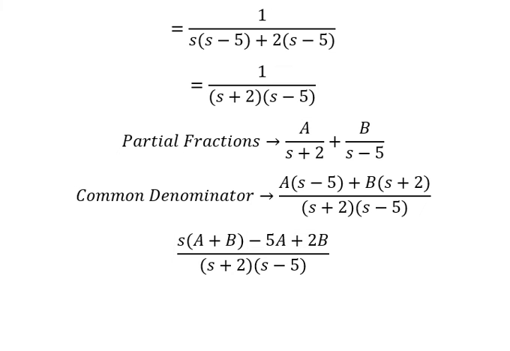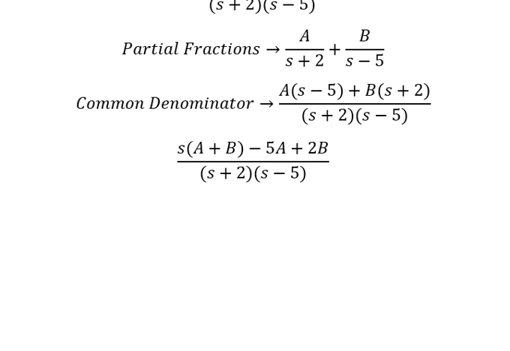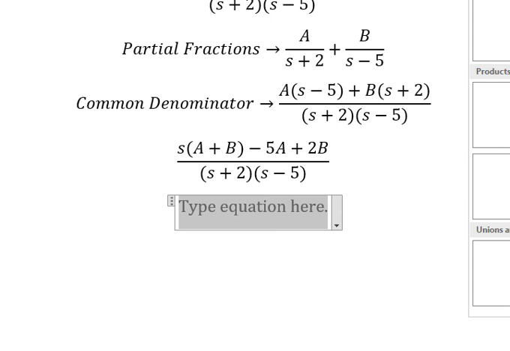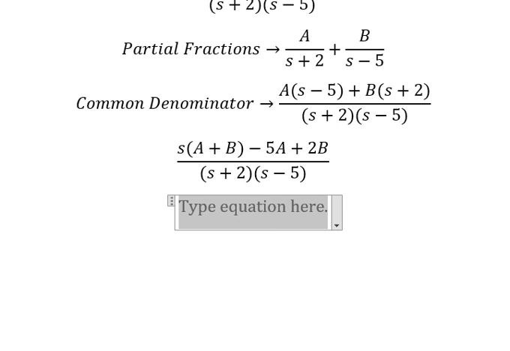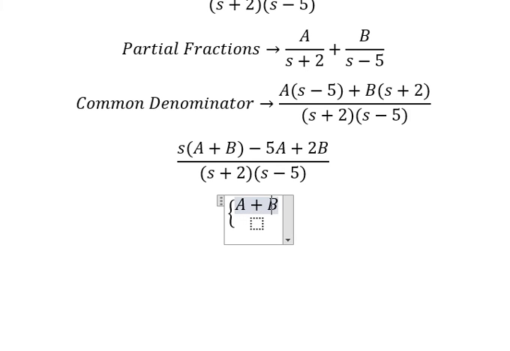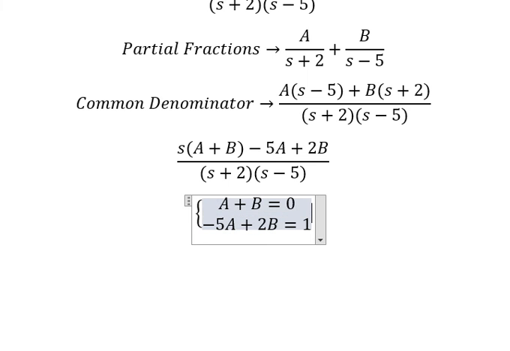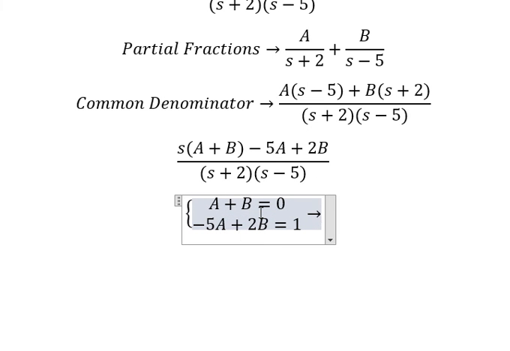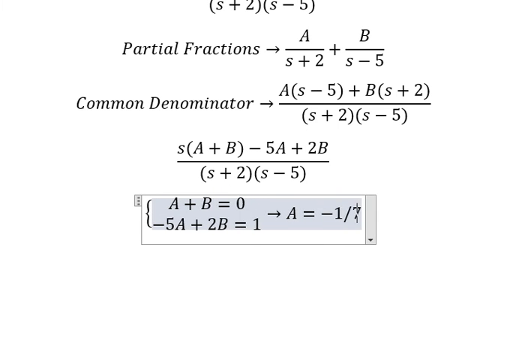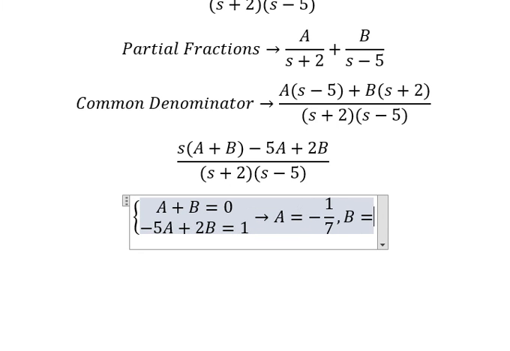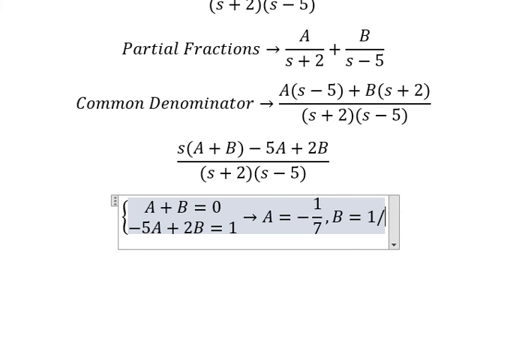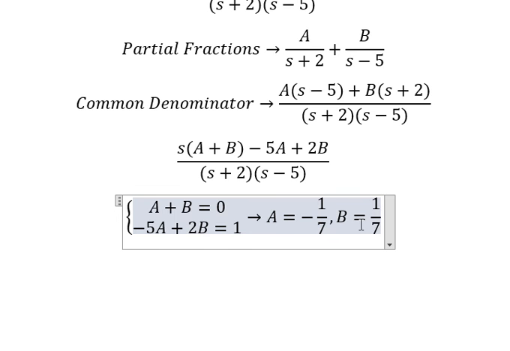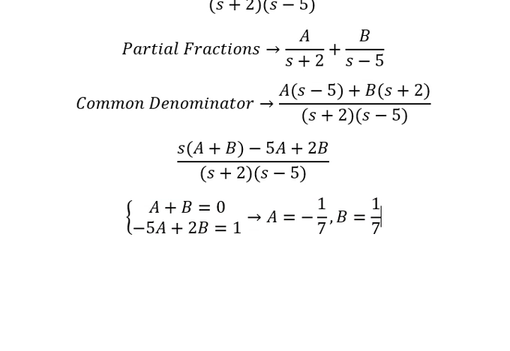And now we create the system of equations. Now we need to find the solutions of a and b. So a equals negative 1 over 7 and b equals 1 over 7. So I will put this one and this one here. And now we have it like this.